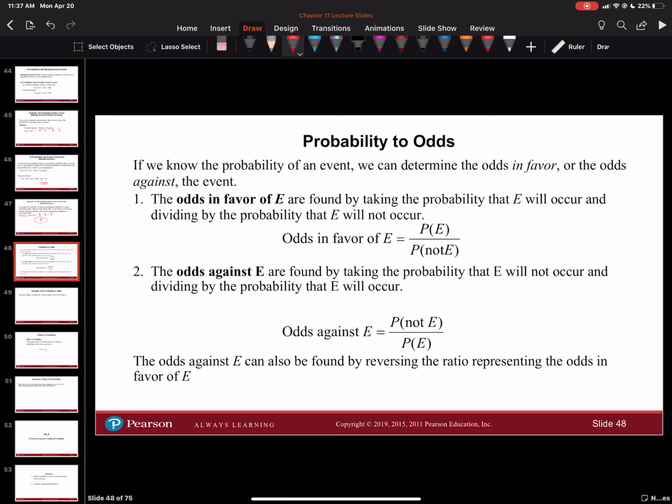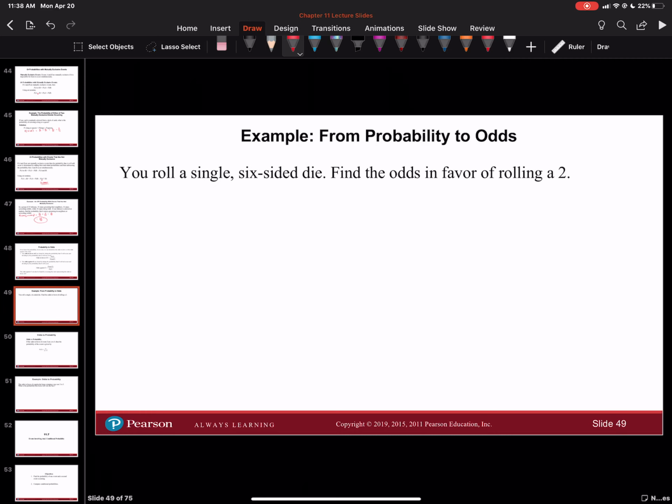Now, you hear odds when they're talking about horse races or dog races or when they're trying to bet on something, boxing or whatever else. So make sure you understand what we're actually doing. So let's look at this problem. You roll a single six-sided die. It says find the odds in favor of rolling a 2. So remember, let's look at the sample space of a single six-sided die. We can only roll a 1, a 2, a 3, a 4, a 5, or a 6.